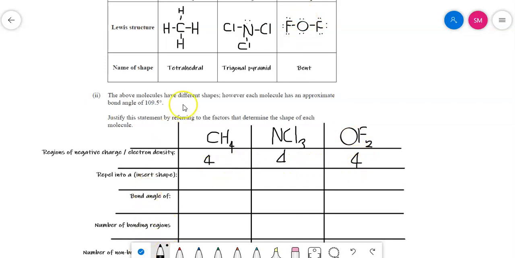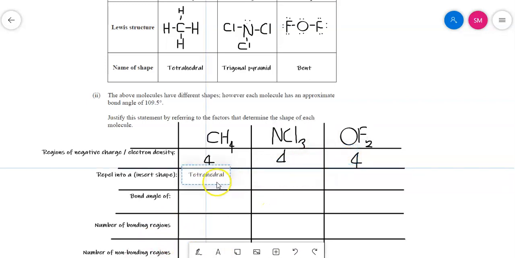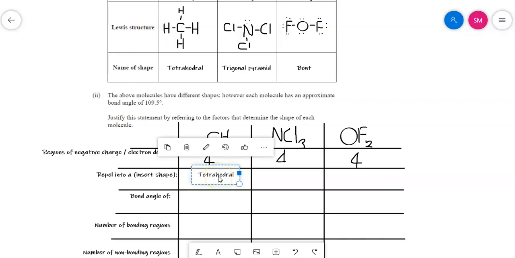The important thing about the regions of negative charge is that they are the regions that actually repel each other, because they all have that negative charge. So all of these regions of negative charge repel into a tetrahedral shape. Before we consider what the observed shape of the molecules is going to be, we need to say what shape the regions of negative charge will repel into. Because there's 4 regions of negative charge in each one, they all repel into this tetrahedral shape.